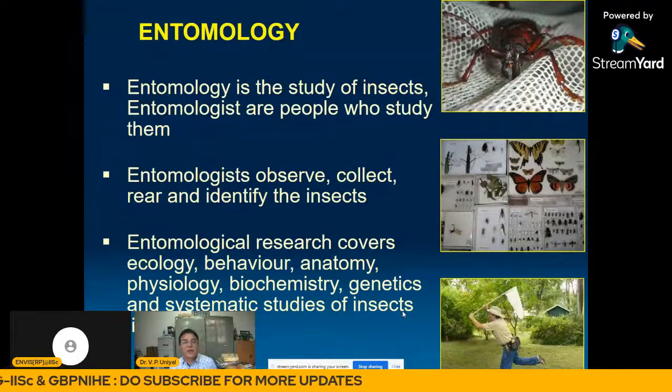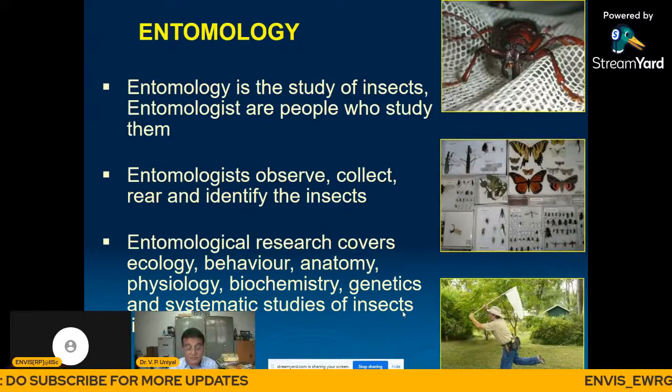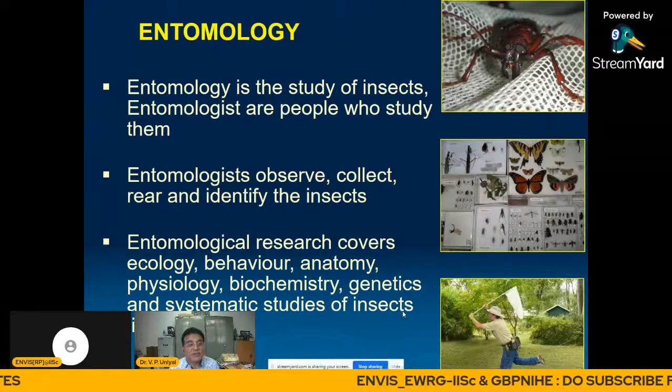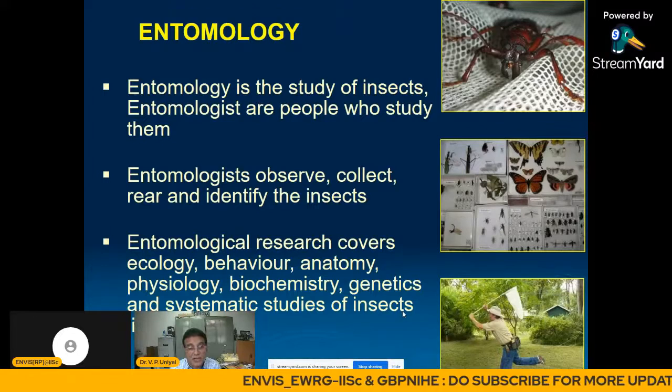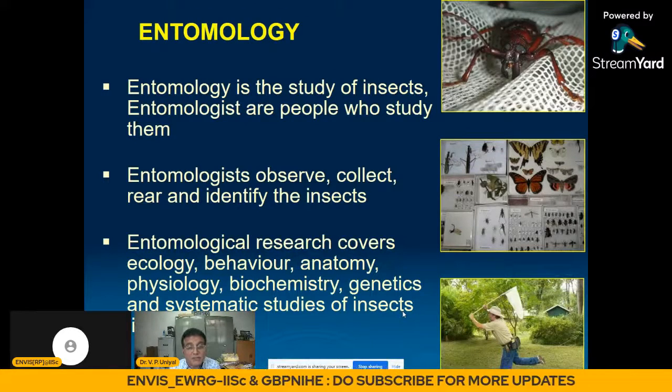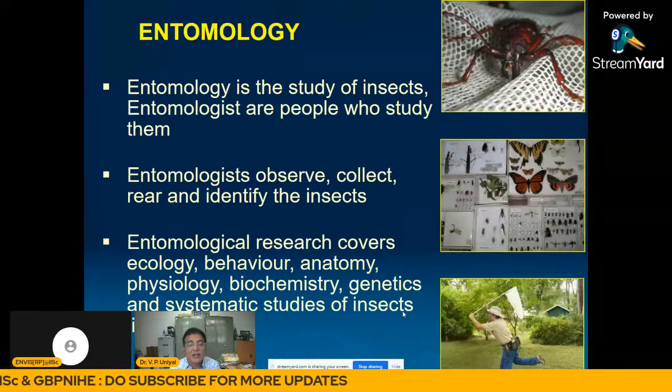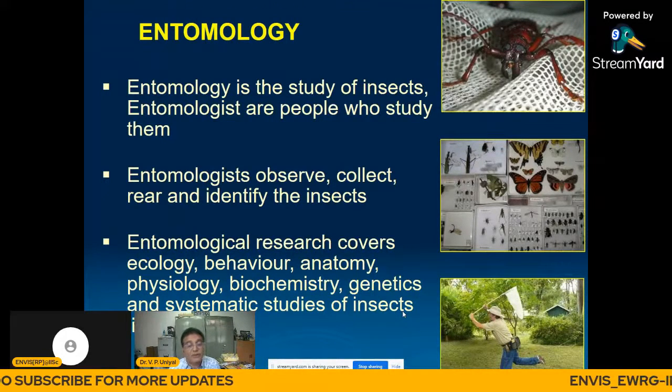And the subject is entomology. The person dealing with the subject is called an entomologist, and his main job is to do research on the ecology, behavior, anatomy, physiology, biochemistry, genetics and systematics of insects. Even then, a large number of genetics experiments are done on Drosophila, a small fly.